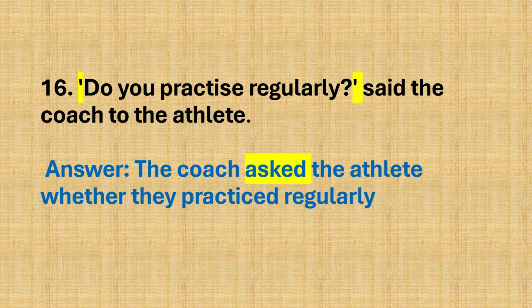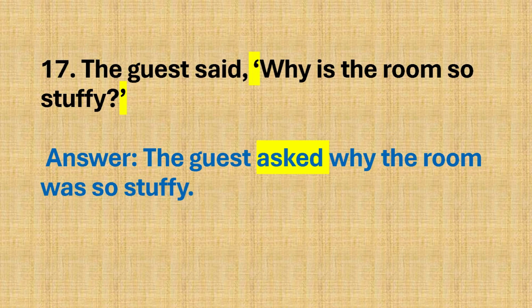Do you practice regularly? said the coach to the athlete. Answer: the coach asked the athlete whether they practiced regularly. In the sentence, asked is used since it is a question, and the simple present do practice changes to the simple past practiced in reported speech. The pronoun you changes to they to match the third person reference. The yes-no question is introduced with whether or if in indirect speech, and the auxiliary verb do is removed. Removal of question mark: an indirect question does not retain the question mark.